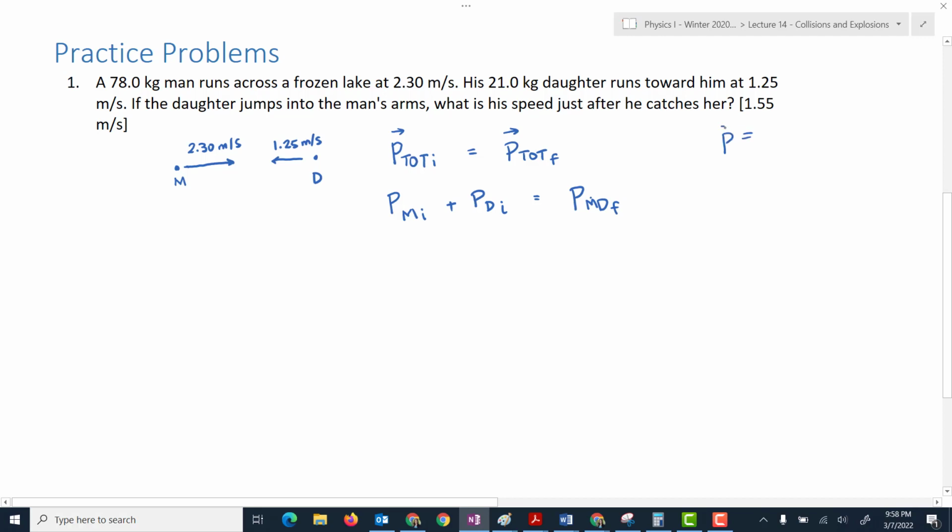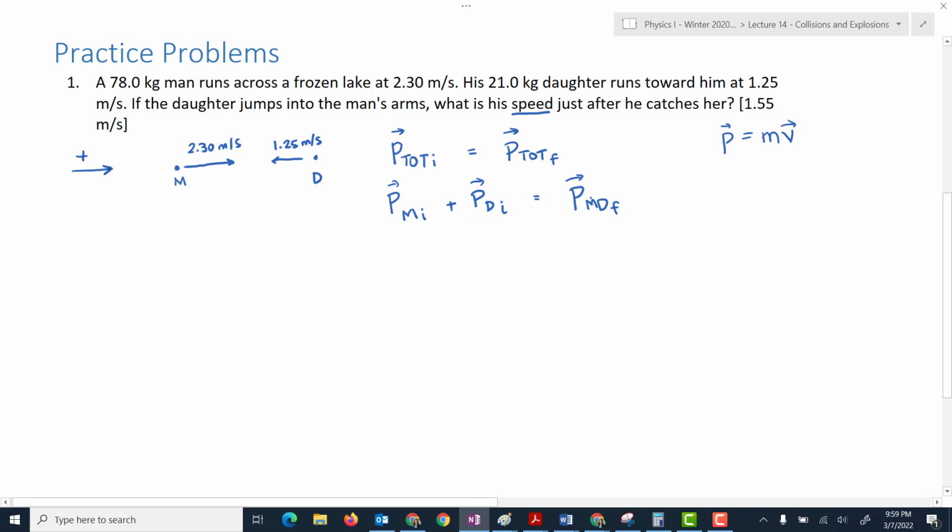So what's the formula for momentum? Momentum is equal to mass times velocity. Whatever the direction is of the velocity, that's the same direction as the momentum. Now we're going to assume that to the right is positive. Based on the picture that I drew, the man was moving to the right and the daughter was moving to the left. The question wants to know his speed, and so the direction doesn't really matter since speed is just a scalar quantity. So I'm just going to say to the right is positive in this question.